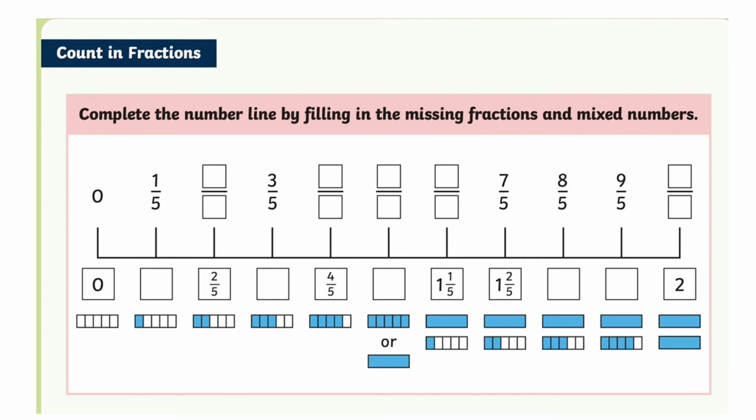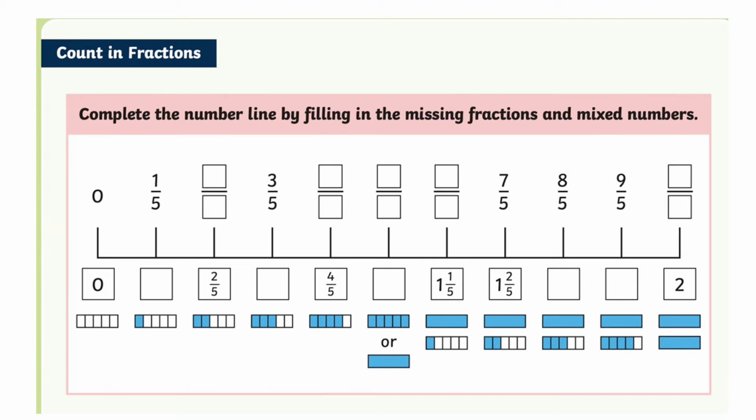5/5. Yeah. Then what comes after 5/5? 6/5. And as you can see on the bottom bar, you've got 5/5 and then you've got 1 extra. So that's 6/5, 7/5, 8/5, 9/5. And what would the next numerator be? 10/5.